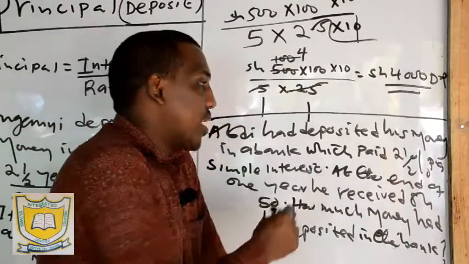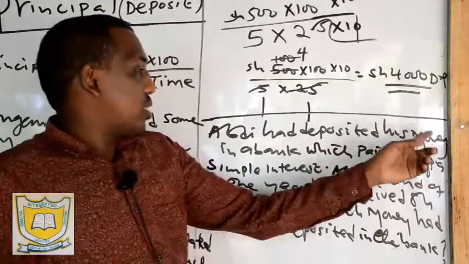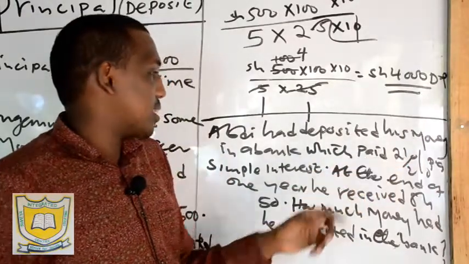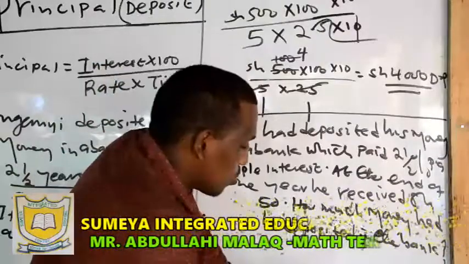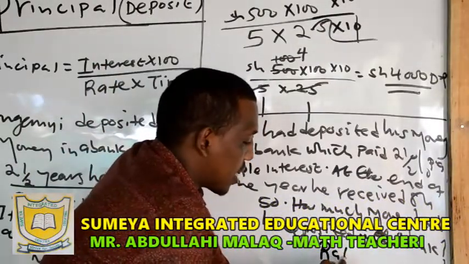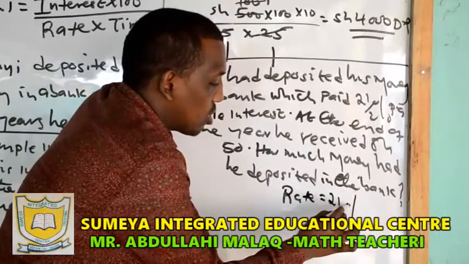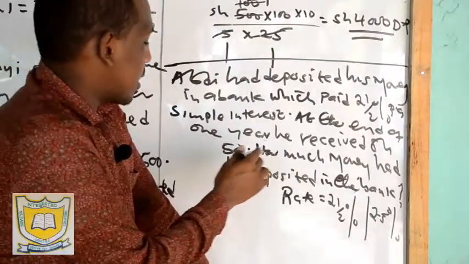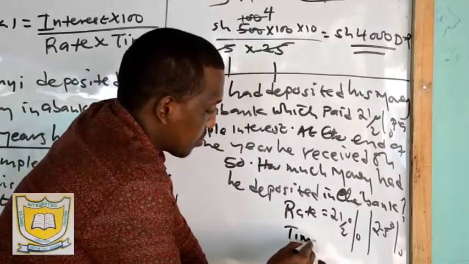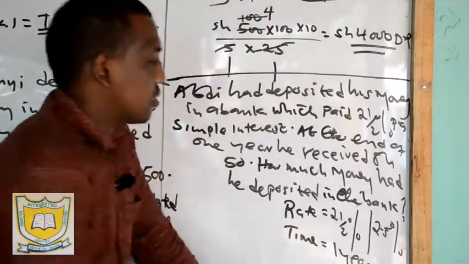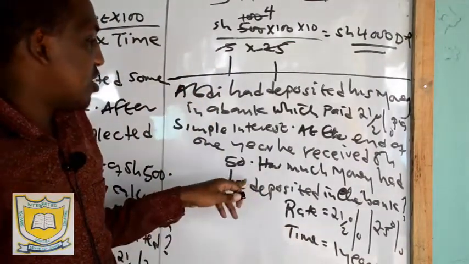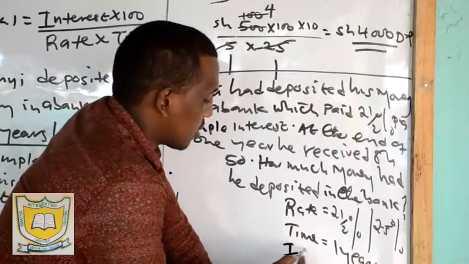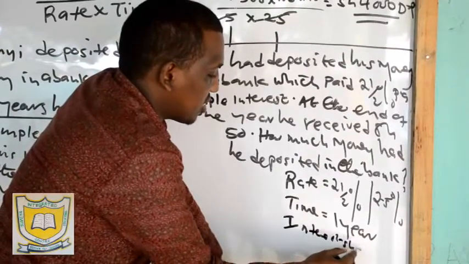So they're asking the deposit now. You're told Abdi deposited his money in a bank. We don't know the amount he deposited, which paid 2.5% simple interest. That is the rate. The percent one is the rate. Time, we list time: 1 year. After 1 year, he received an interest of shillings 50.